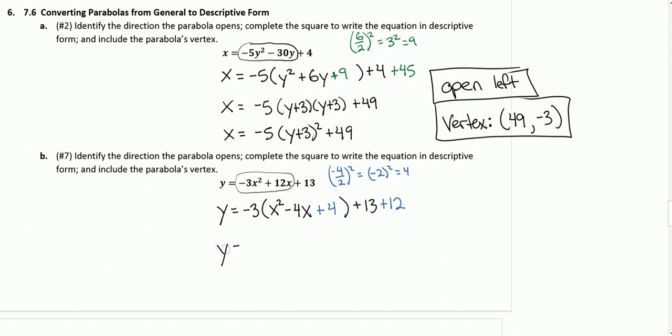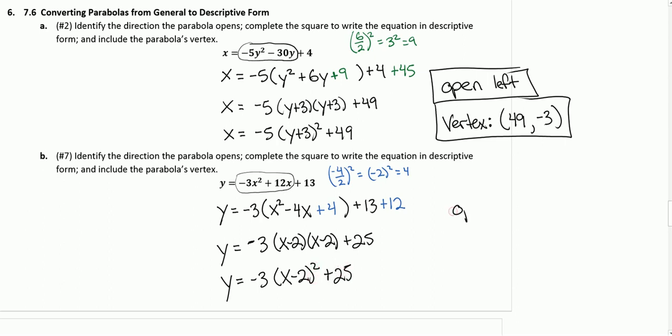So we go ahead and factor from there. We get negative 3 times the factored form, x minus 2 times x minus 2. And then add the 13 and 12 and get plus 25. Because we have two of the same factors, we can write that as x minus 2 squared plus 25.